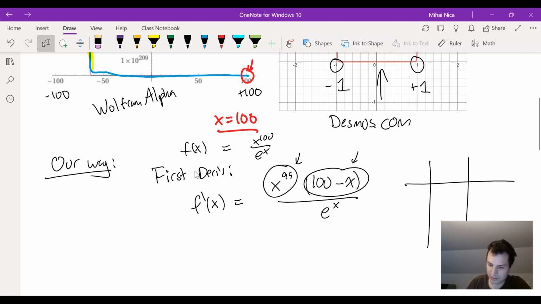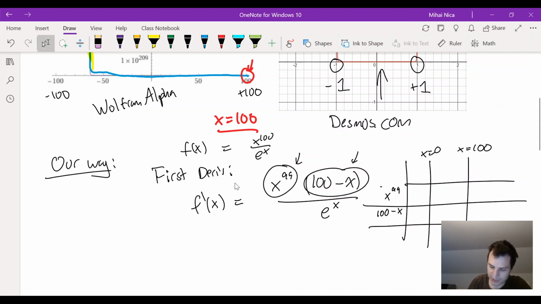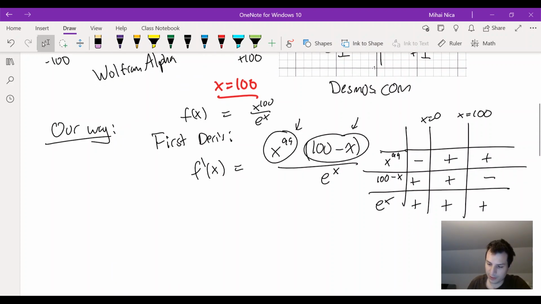Looks like this. x equals 0 is interesting. x equals 100 is interesting. You have these functions x to the 99, 100 minus x. e to the x is always positive. That one's not so interesting. So e to the x always positive. x to the 99 is positive for x bigger than 0 and negative for x less than 0. 100 minus x is positive, and then negative after x equals 100.